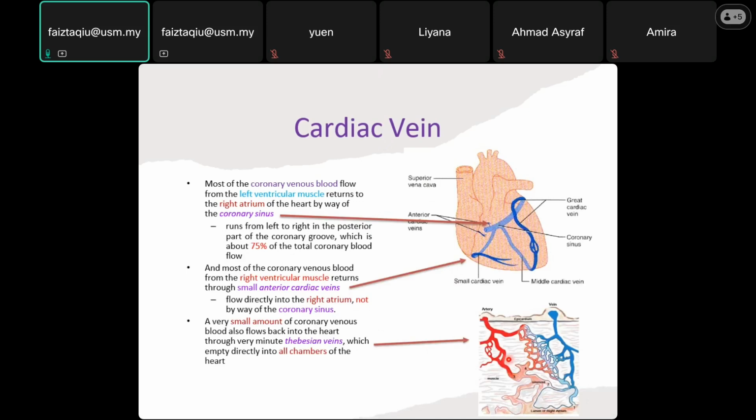The coronary sinus runs from left to right in the posterior part of the coronary groove, and carries about 75% of the total coronary blood flow. Most of the coronary venous blood from the right ventricular muscle returns through the small anterior cardiac veins, which flow directly into the right atrium, not by way of the coronary sinus. Only a very small amount of coronary venous blood flows back into the heart through very minute Thebesian veins, which empty directly into all chambers of the heart.